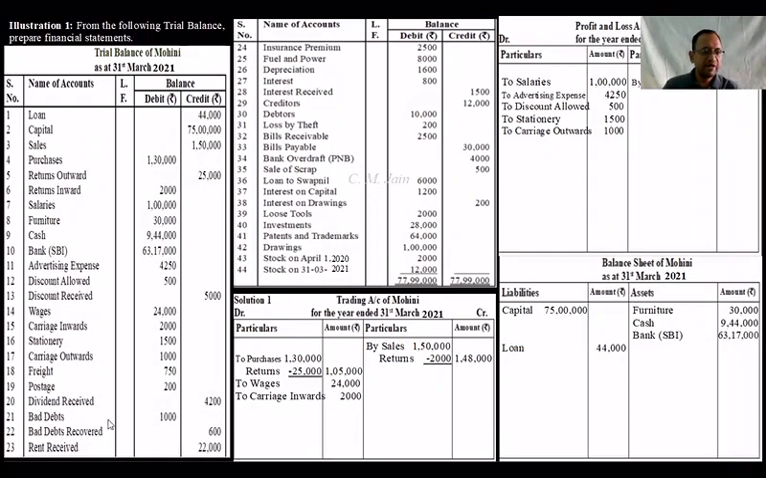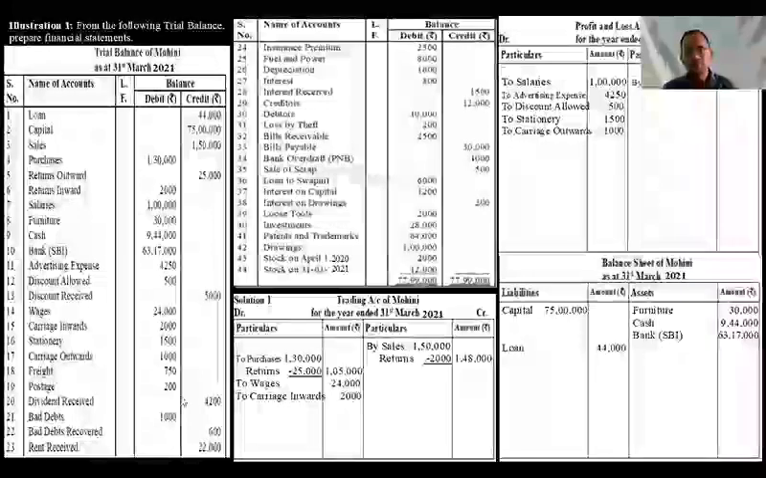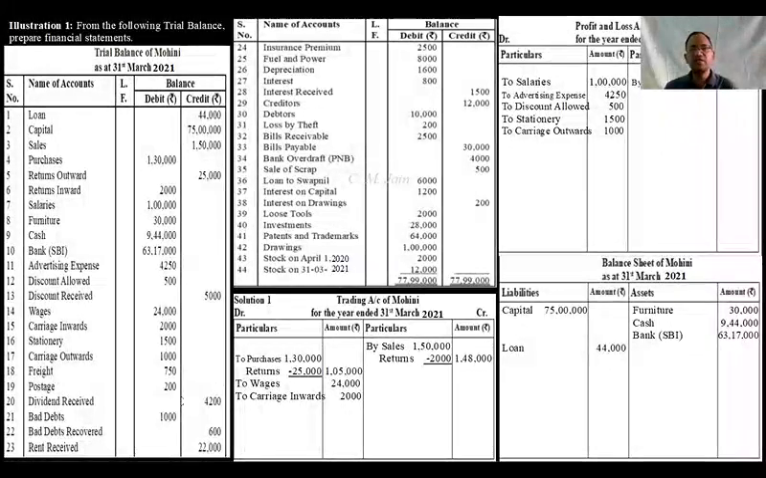Then we are given freight. Freight is again transportation cost of goods. It can be freight inward, freight outward. If nothing is mentioned, we assume it is freight inward. So direct expense. So in trading account, to freight 750.